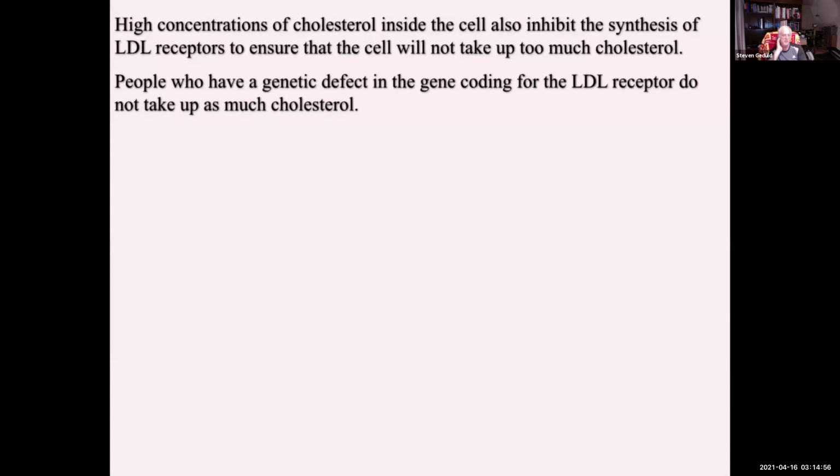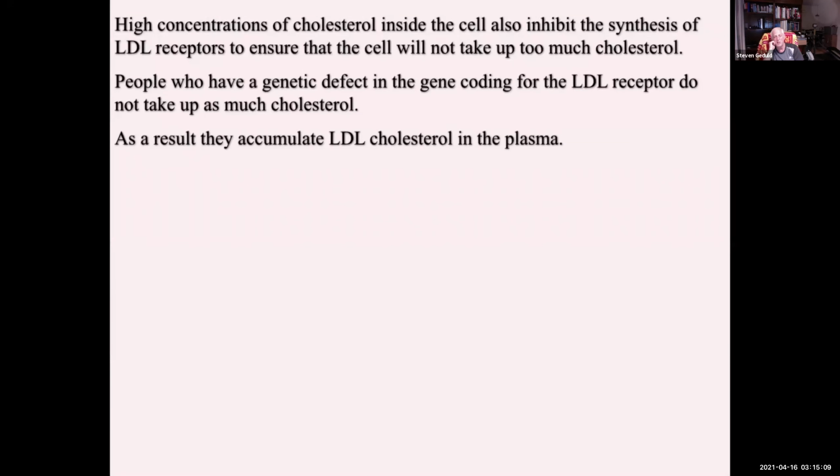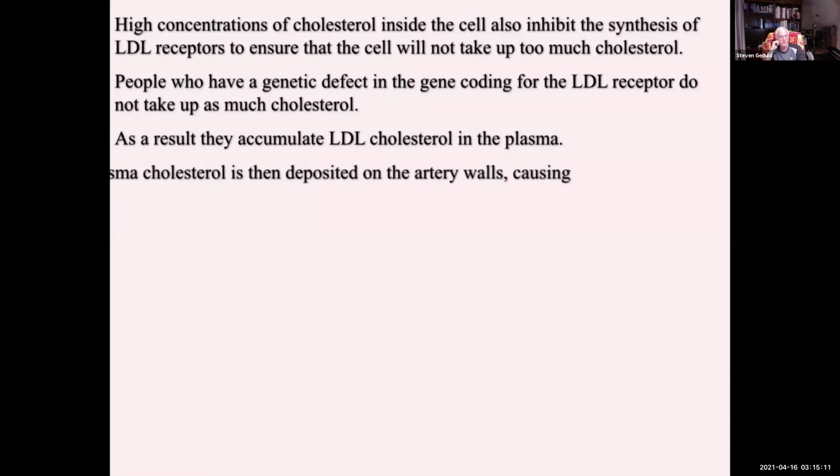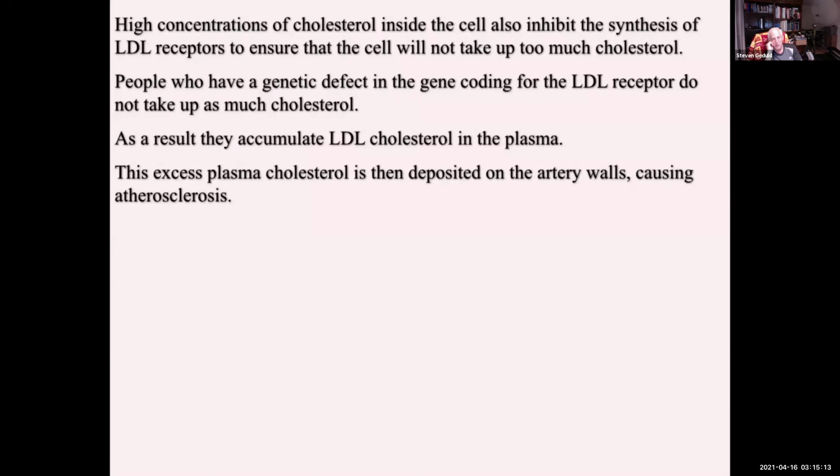So people with a genetic disorder in the gene coding for the low density lipoprotein receptors do not take up as much cholesterol, so more of it stays in the blood. Okay? As a result, they accumulate LDL cholesterol in the plasma. This excess plasma cholesterol is then deposited on the artery walls, like we talked about, causing atherosclerosis, narrowing of those blood vessels, which can cause a stroke if it's in the brain, or a heart attack if those vessels lead to the heart, to provide oxygen to the heart.